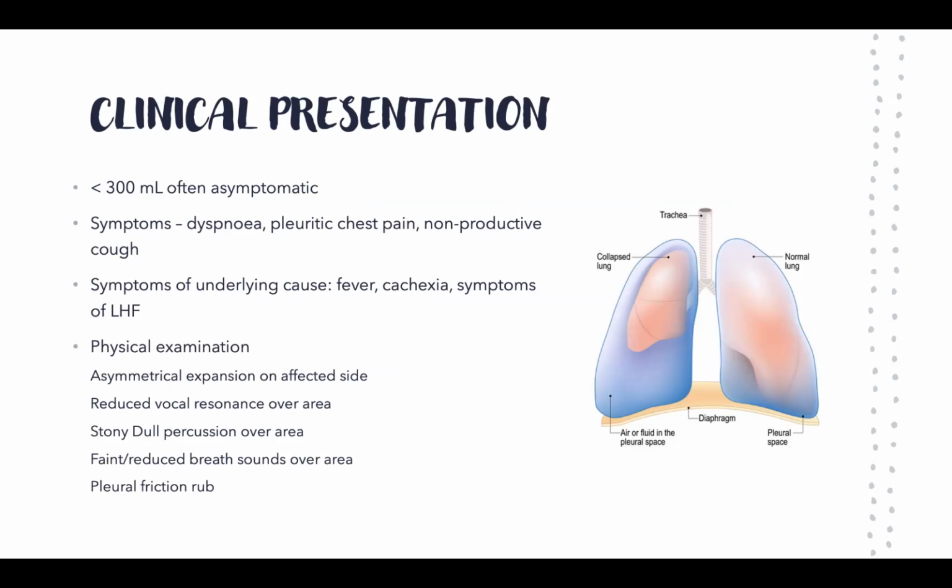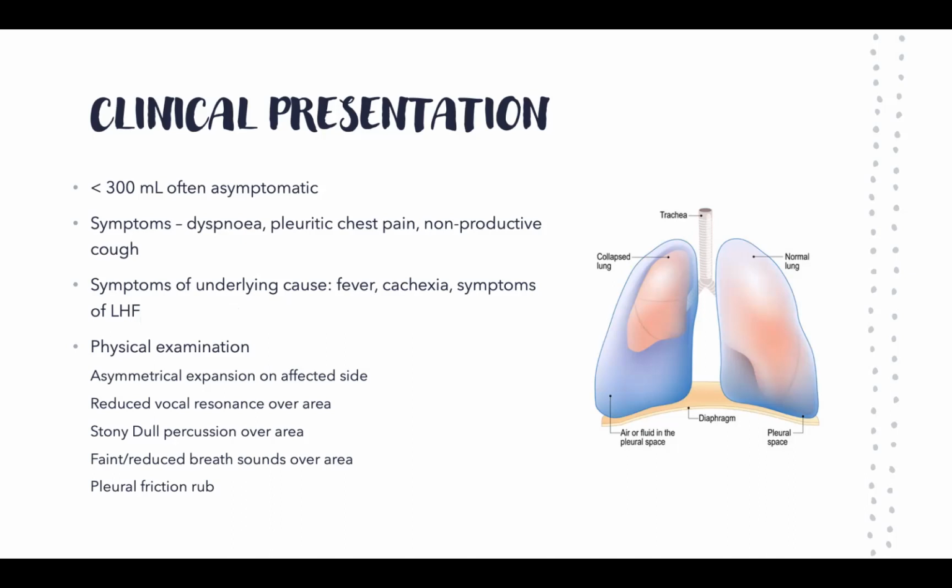Furthermore, they could have symptoms of any underlying causes. So if there's fever or cachexia, we have to think about the different sorts of causes. Fever might make us think of a pneumonia-associated effusion or a PE-associated effusion. If it's cachexia, maybe there is a malignancy-associated effusion. Or if there are symptoms of left-sided heart failure as well, that could be causing the effusion.